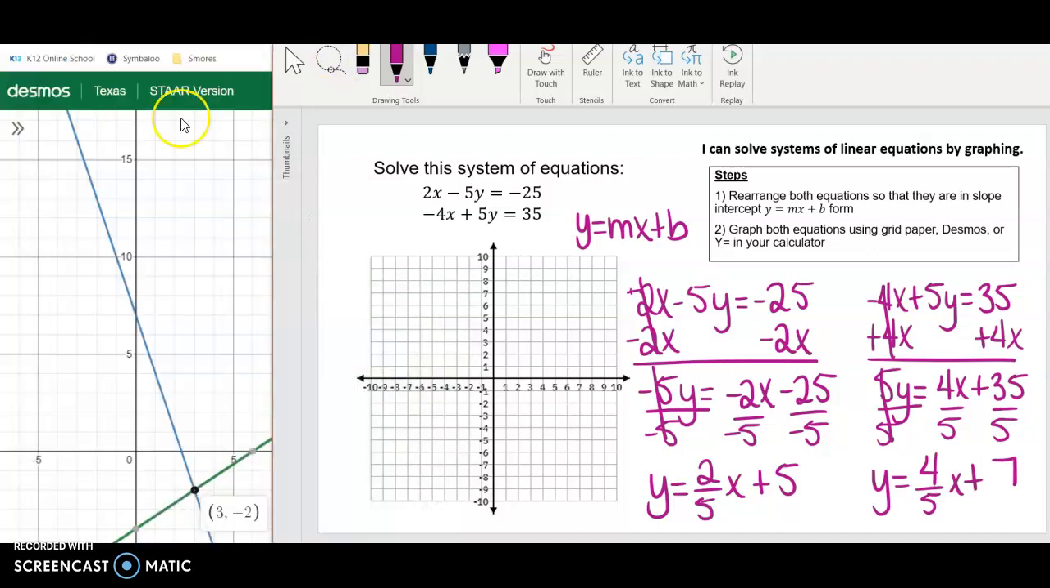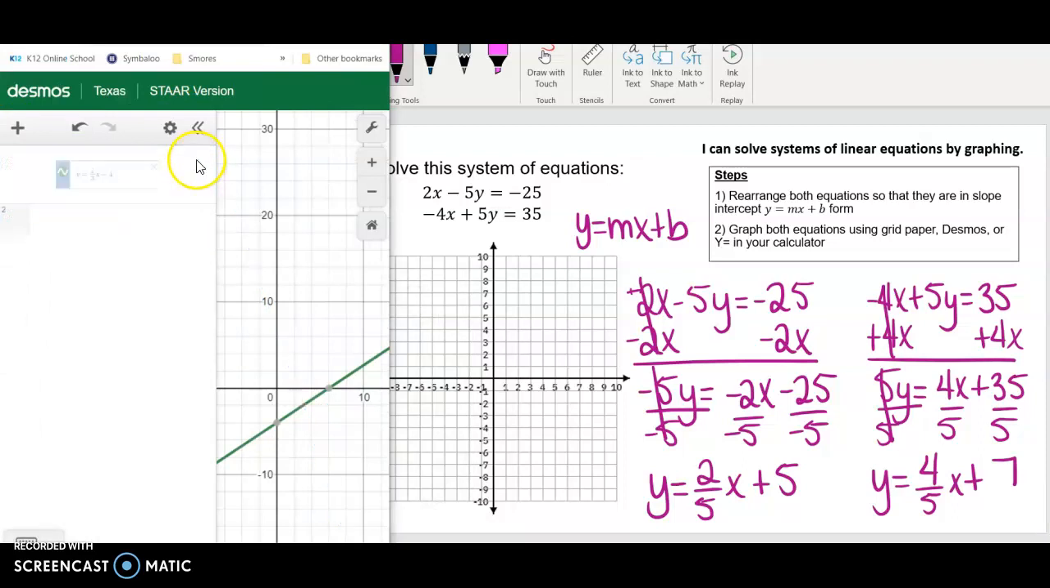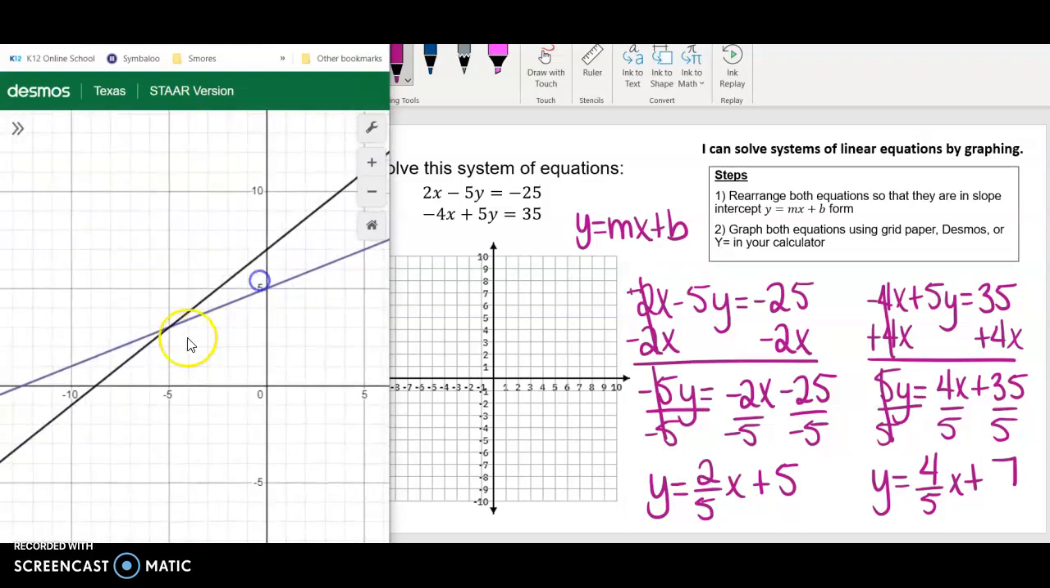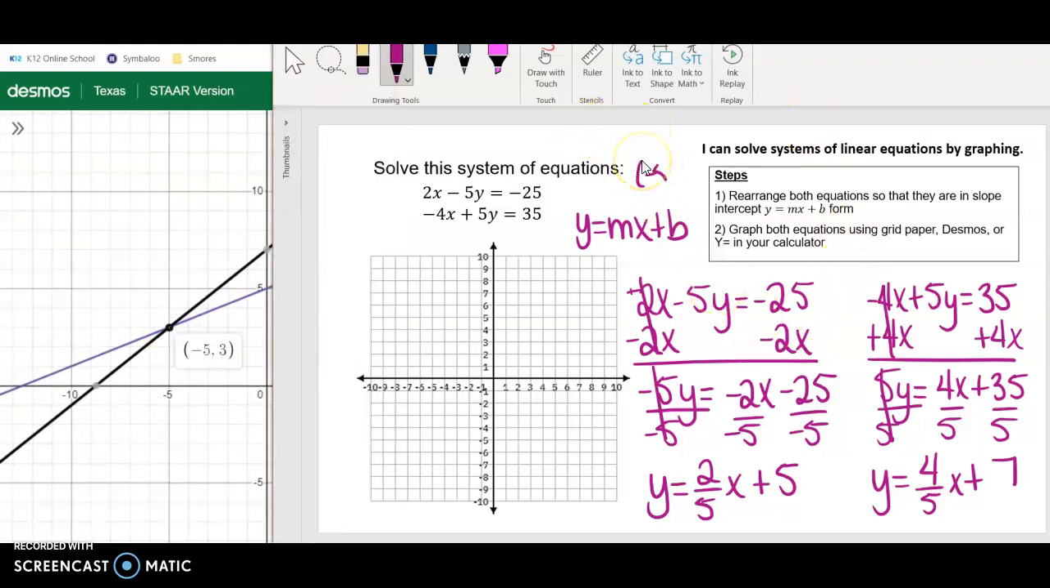So just to change things up, I'm going to do this one in Desmos. I'm going to enter both of my equations in Desmos. So I have y equals 2 over 5x plus 5. And then I have y equals 4 over 5x plus 7. And you can see the intersection point already on the graph. When you click on it, it will tell you that the solution to this system is at negative 5, 3. So that is the solution to this system of equations.